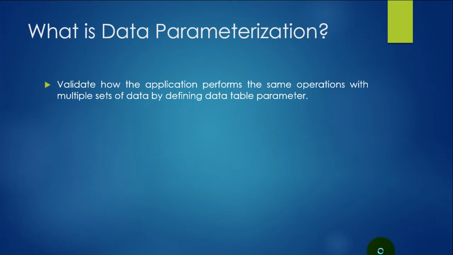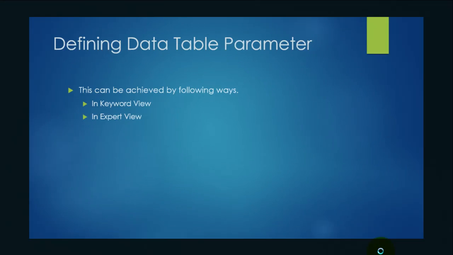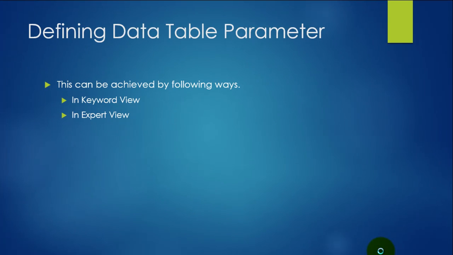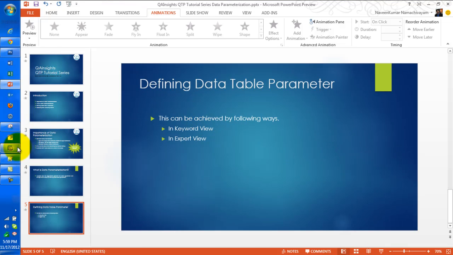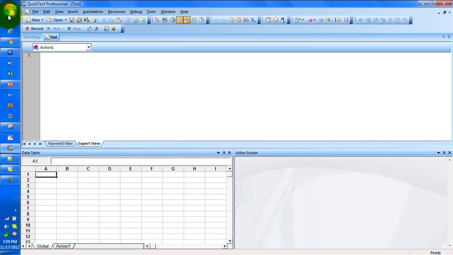To validate how the application performs the same operations again and again with multiple sets of data, you need to define a parameter called a data table parameter. This can be implemented in two ways: through keyword view and through expert view. Now I'm going to record a simple script and data parameterize the username field.